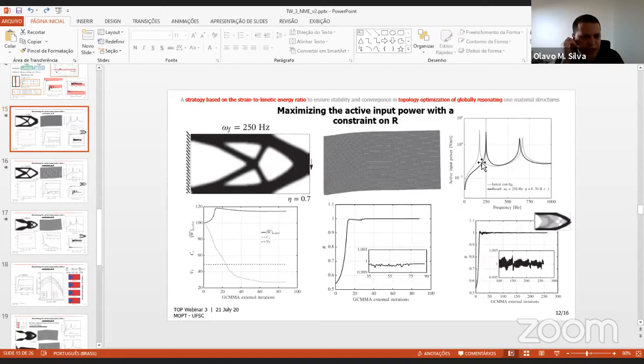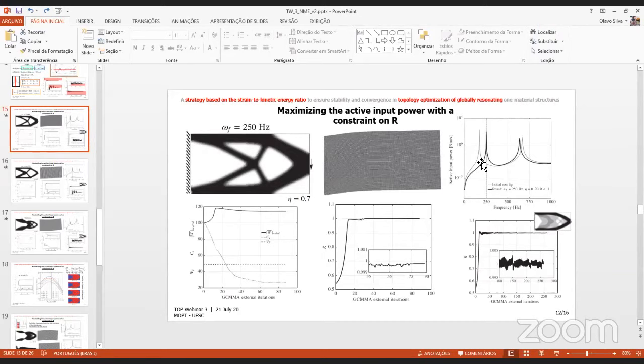But when we use the Heaviside projection, we have a tougher situation. We have the limit of the internal GCMMA iterations. But it's a very, very good, very nice question. Thank you.